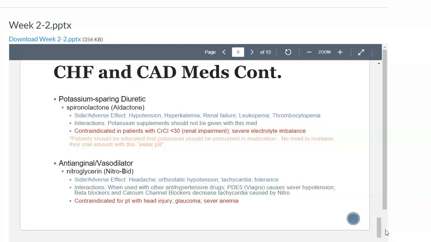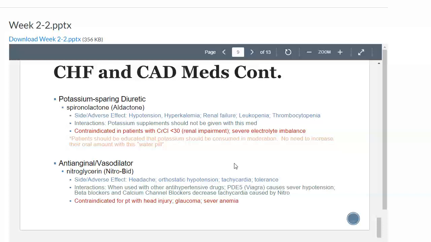And as we talked about Nitrobid before, remember, we can see Nitrobid, or nitroglycerin, given in many forms. It can be given as Nitrobid orally. It can be given as a transdermal patch. It can be given as a little tiny pill that our patients with angina may take if they have chest pain.